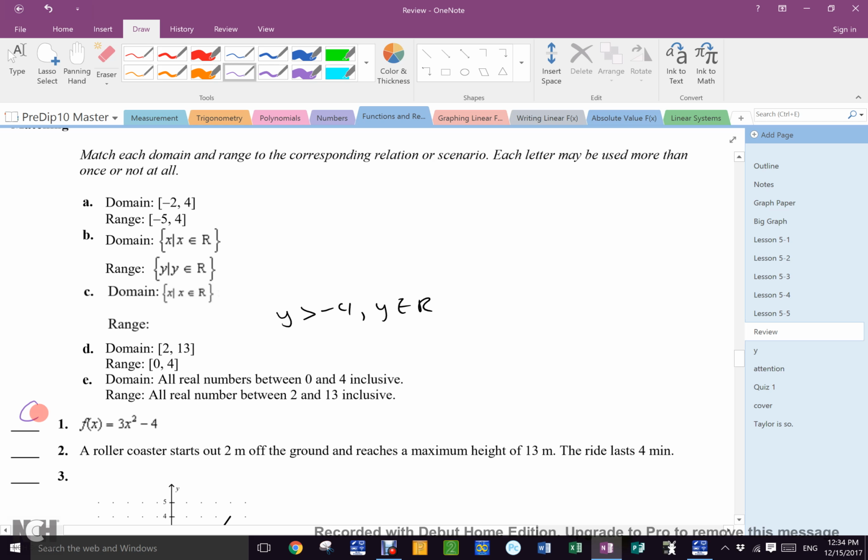That is not, yeah, I agree. That's not fair. What does the E represent? Like the set of. Set of? X can be all the real numbers.